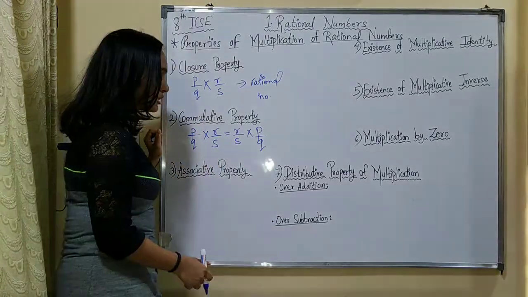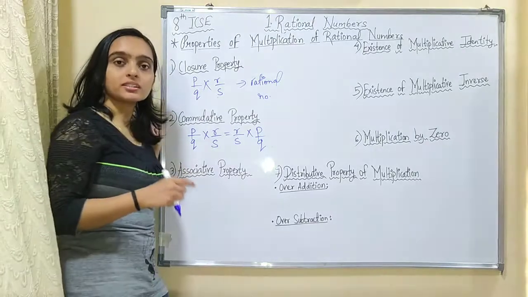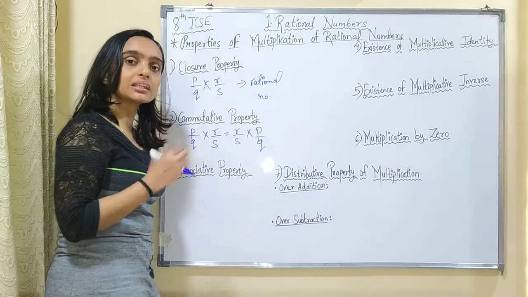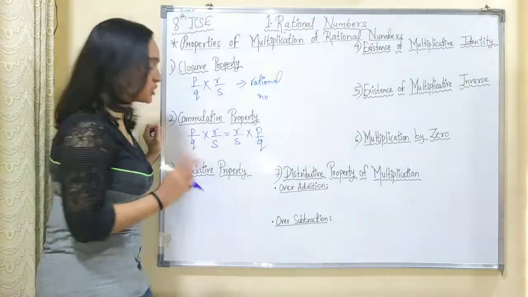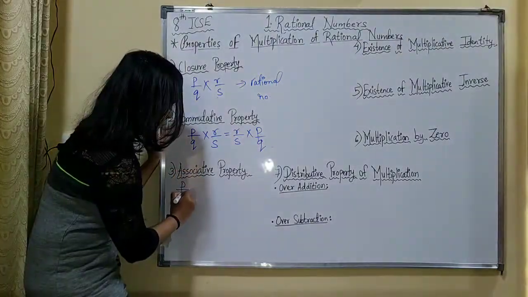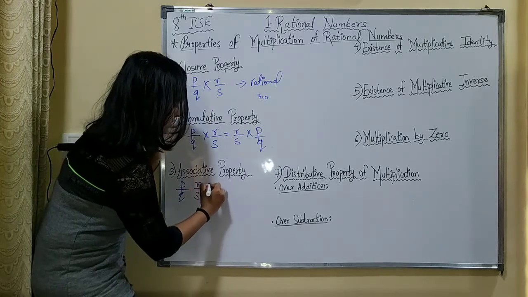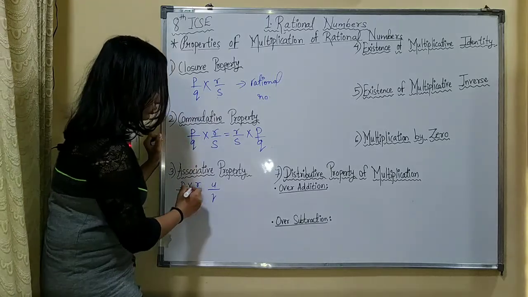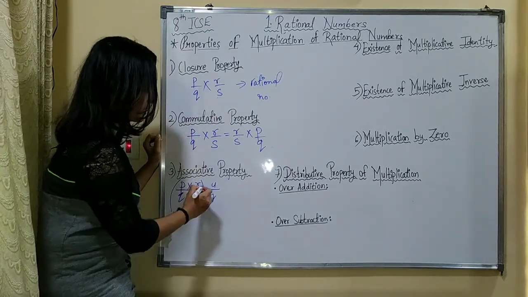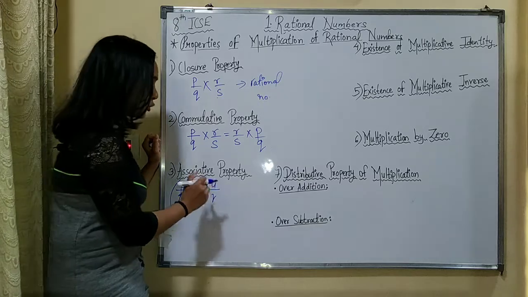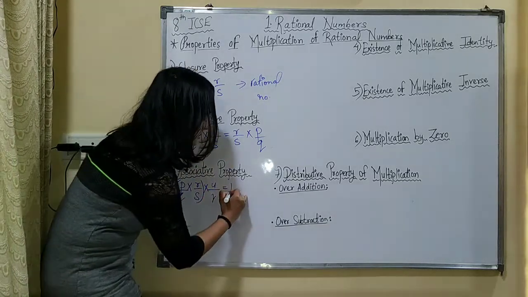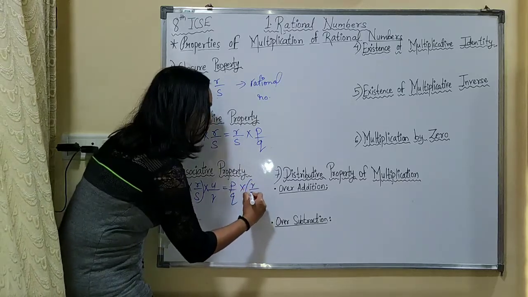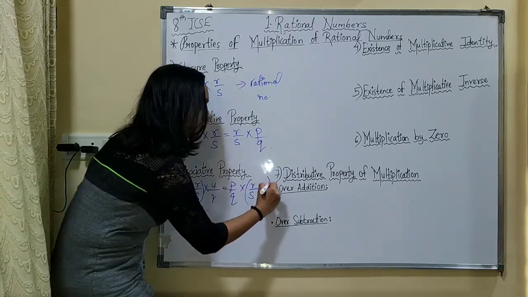Now the associative property. Again, rational numbers are said to be associative over multiplication. That is, the grouping of three rational numbers when multiplying can be changed. If you have p upon q, r upon s and u upon v, then when p upon q and r upon s are multiplied first and their answer is multiplied with u upon v, it will be the same as p upon q multiplied by the product of r upon s and u upon v.